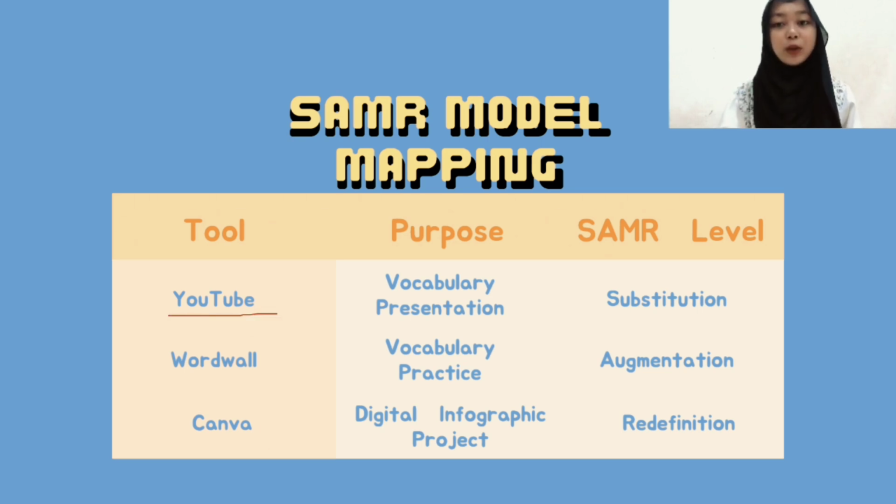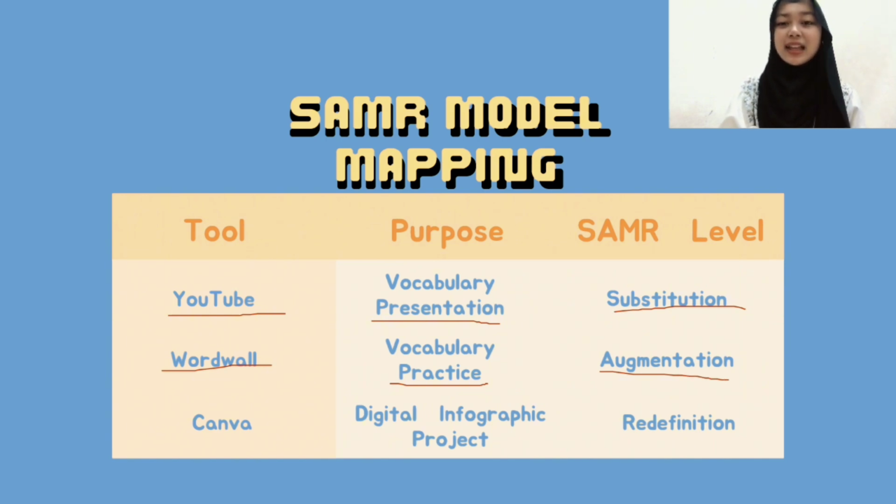The first tool is YouTube. YouTube is used to present vocabulary and learning materials. It is categorized as substitution because it replaces traditional explanation with video-based instruction. The second tool is Wordwall. Wordwall is used for vocabulary practice and interactive exercises. It belongs to the augmentation level because it provides additional features such as instant feedback, scoring systems, and engaging activities.